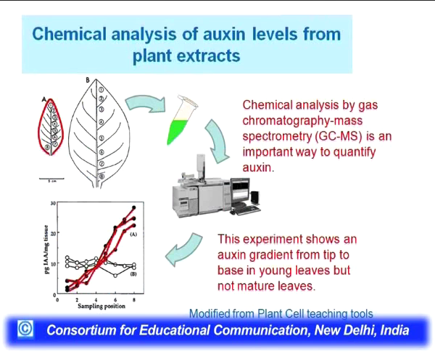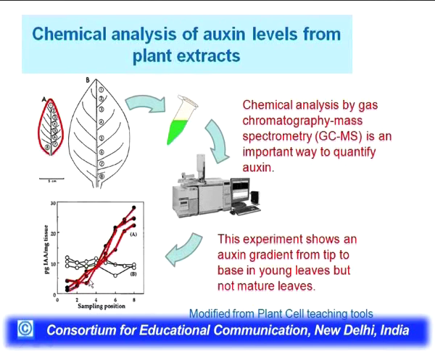Now, look at this interesting study. Here is a small leaf labeled as A, and this is a leaf B, and parts of the leaves are numbered from 1 to 8. So, 1 is the tip of the leaf, then 2, 3, 4 and 8 and so on. As I told you, the auxin quantification has been improved. Now, even from a part of the leaf, auxin can be quantified with GCMS.